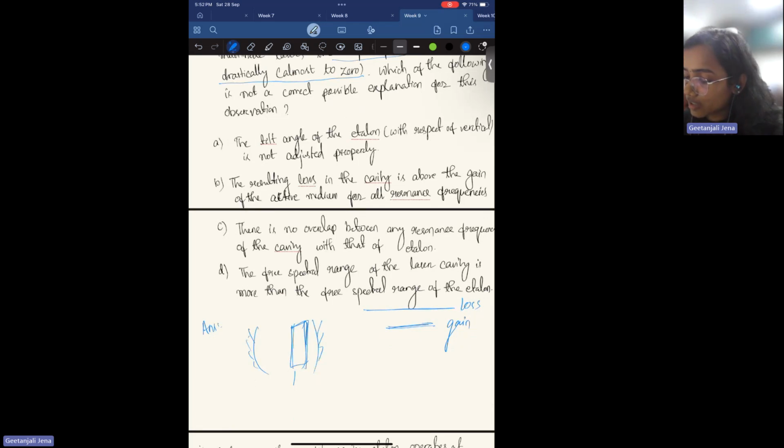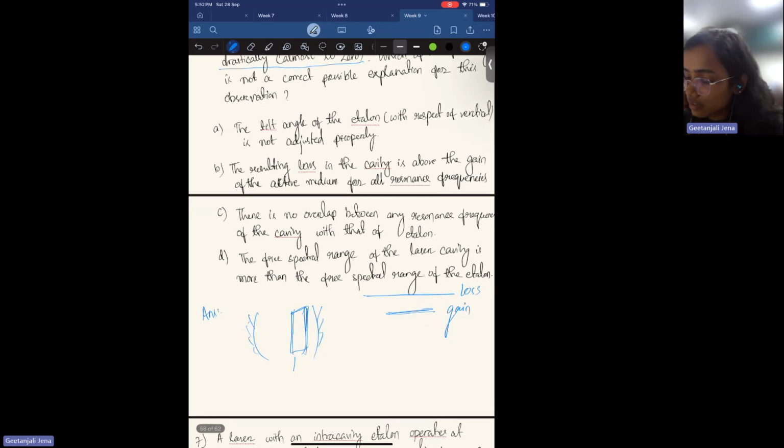So let us see option D. Option D says the free spectral range of the laser cavity is more than the free spectral range of the etalon, which is not correct because the FSR of the cavity is much smaller than the FSR of the etalon. We have seen this in the lecture also. So that means this is the reason behind the drop in output power when you put the etalon inside the cavity. So the answer will be option D.